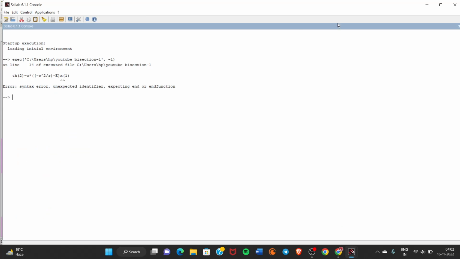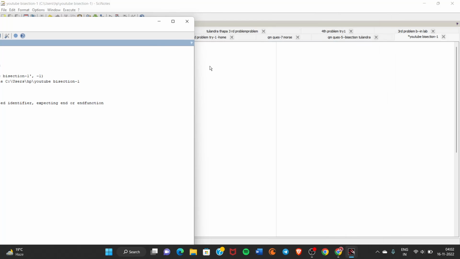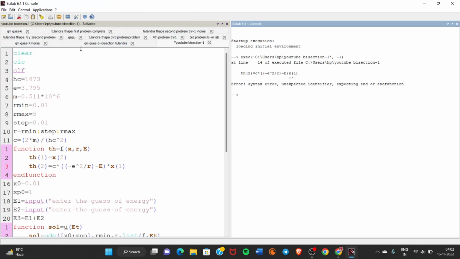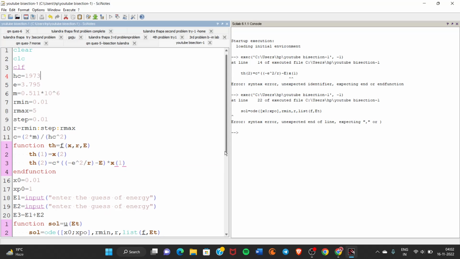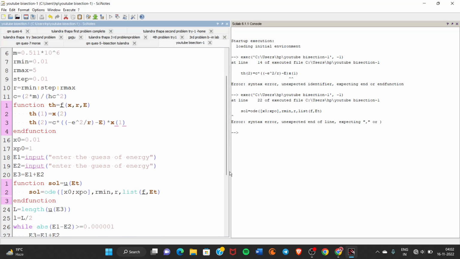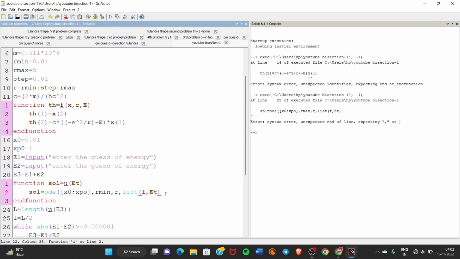So we can put the console and shorten it and put it here. Now we will know what errors are coming and we can share them simply. There is another error here: we have not finished the syntax for the ODE command. So every time you have to check that you put the brackets correctly, etc.